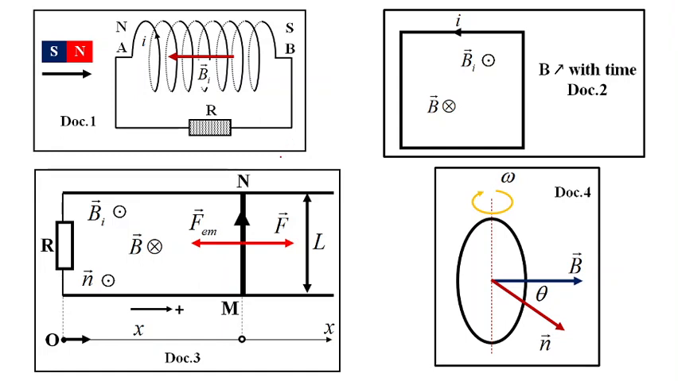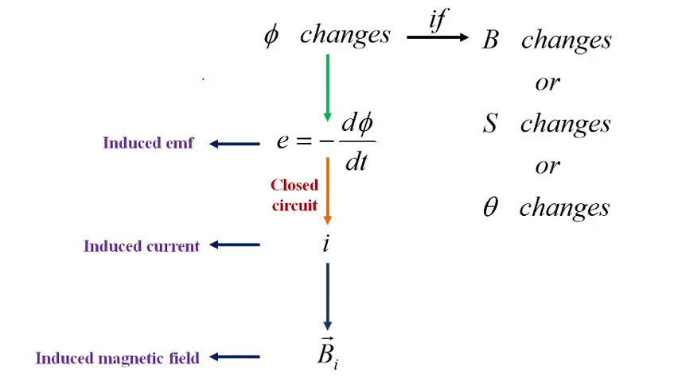In all the cases, if the question says explain the existence of E, we have a change in flux, so you say that phi changes, which means we have E. And since the circuit is closed, in all cases we have an induced current and an induced magnetic field B I. In the first two cases we have a change in B, in document 3 a change in S, and in document 4 a change in theta. So the change in phi generates E, meaning I, meaning B induced.